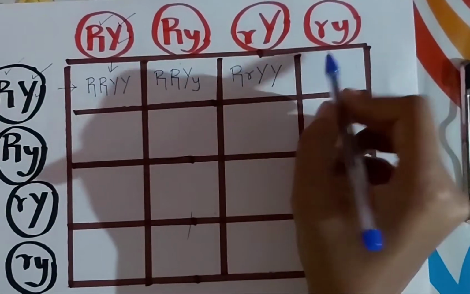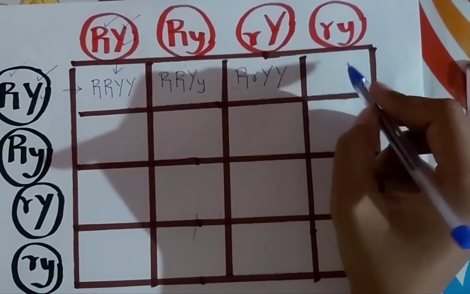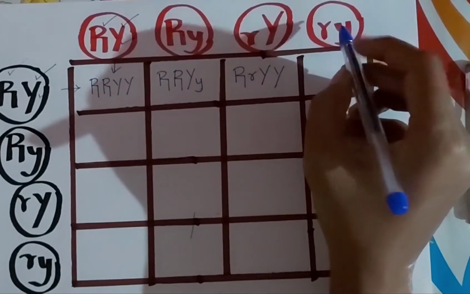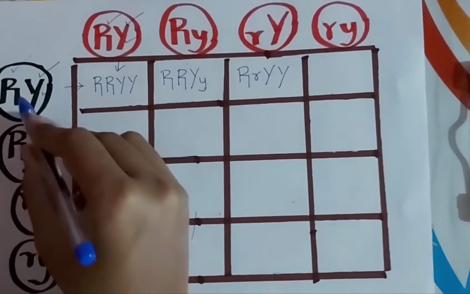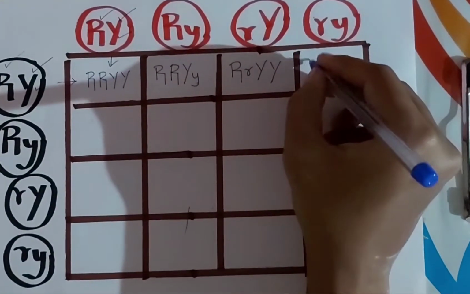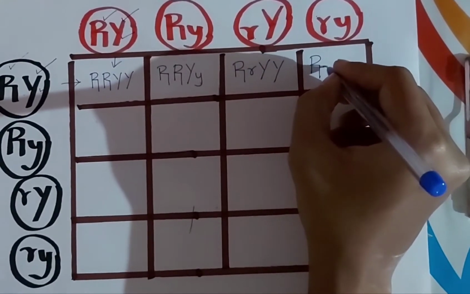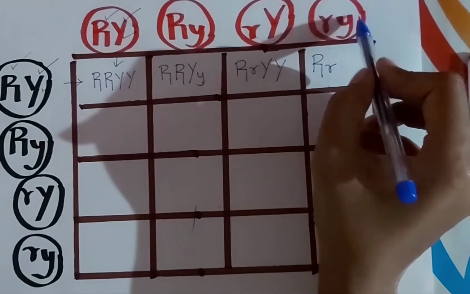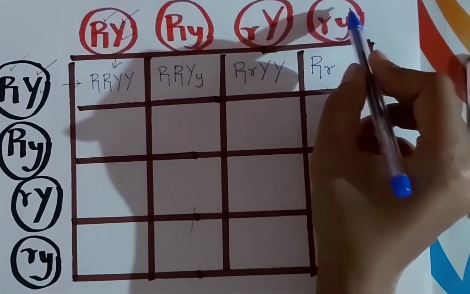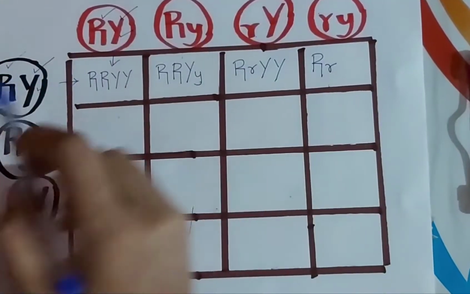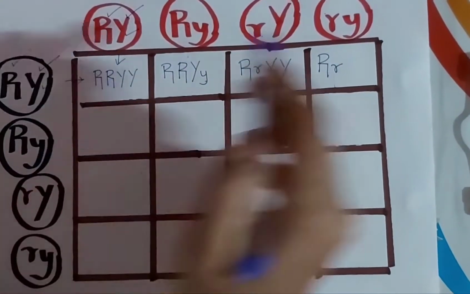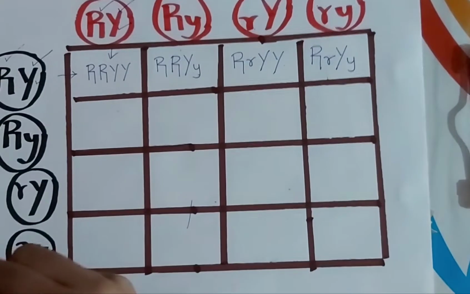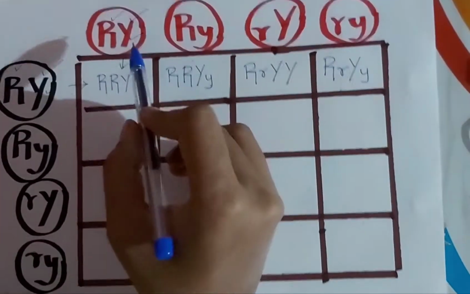So the last box, here also you should see this and this. Here it is small r and here it is capital R. So capital R you should write first and then small r. Then for Y, the next character is for the color. Here it is the recessive allele and here it is the dominant allele. So you should write the dominant allele capital Y first and then small y. The same thing.